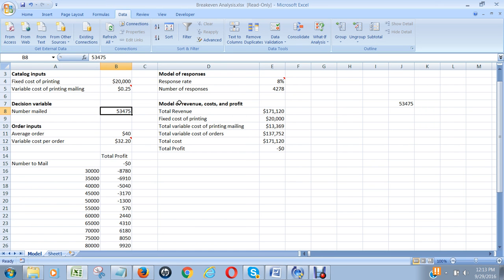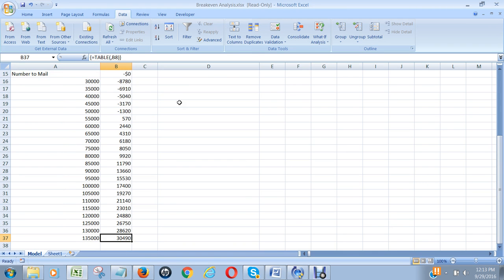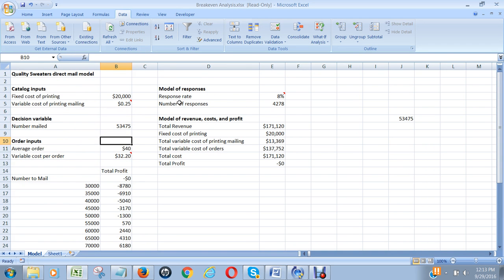That means if I mail out 53,475 pieces, I would expect to break even. Any amount over that will generate profit, and I can see how much that profit will be by just looking at the number I mail out and the figure beside it. If I mail out 135,000 of these, then I would generate 30,490 in profit. If I mail out 100,000, I will generate 17,400 in profit. So I would just indicate that the break-even point is 53,475 number mailed.